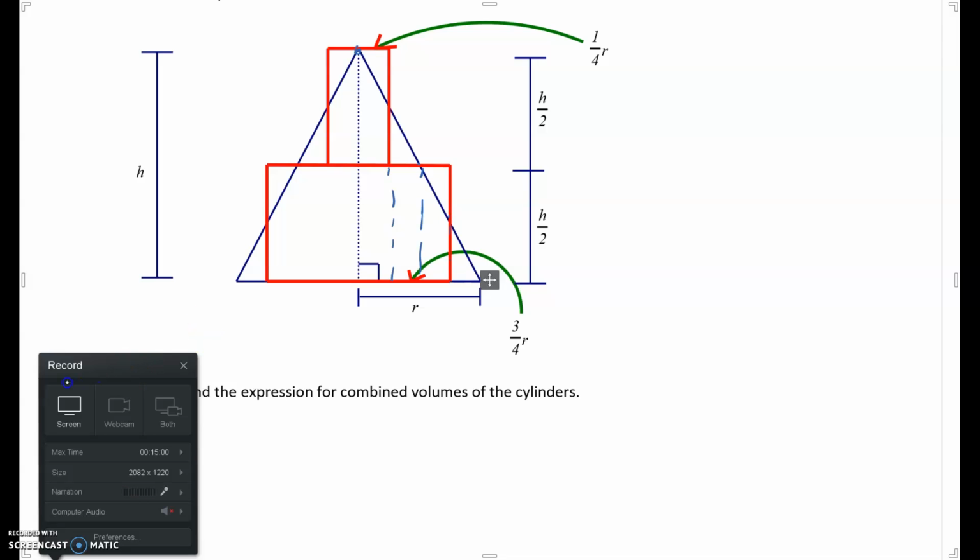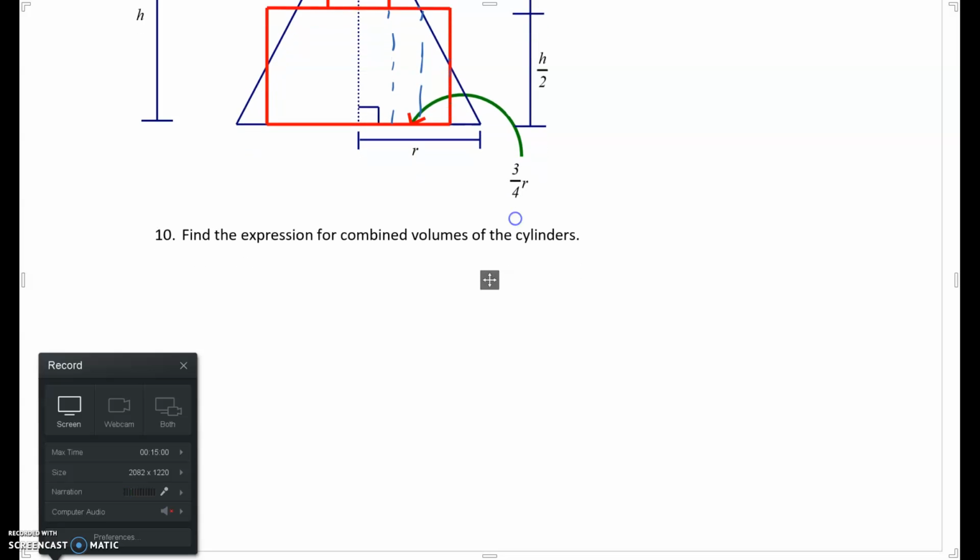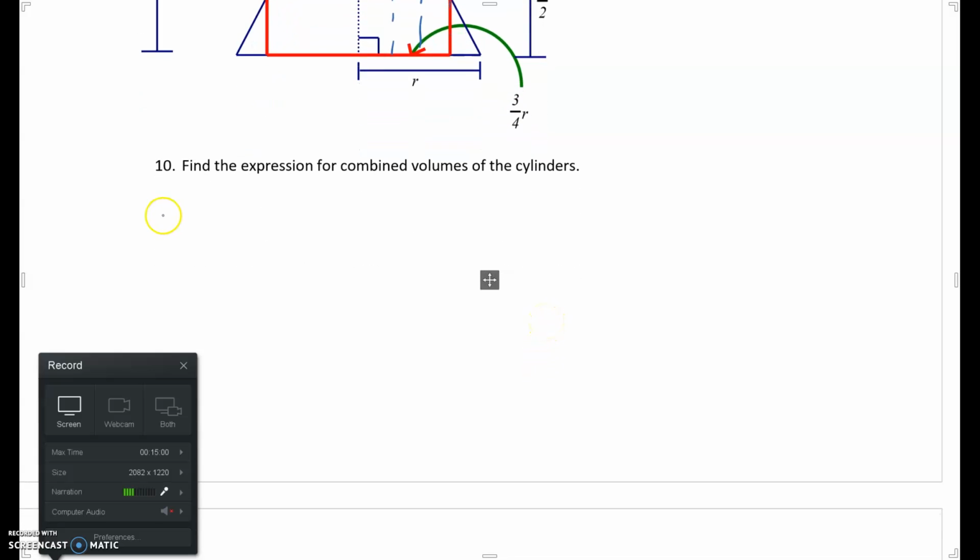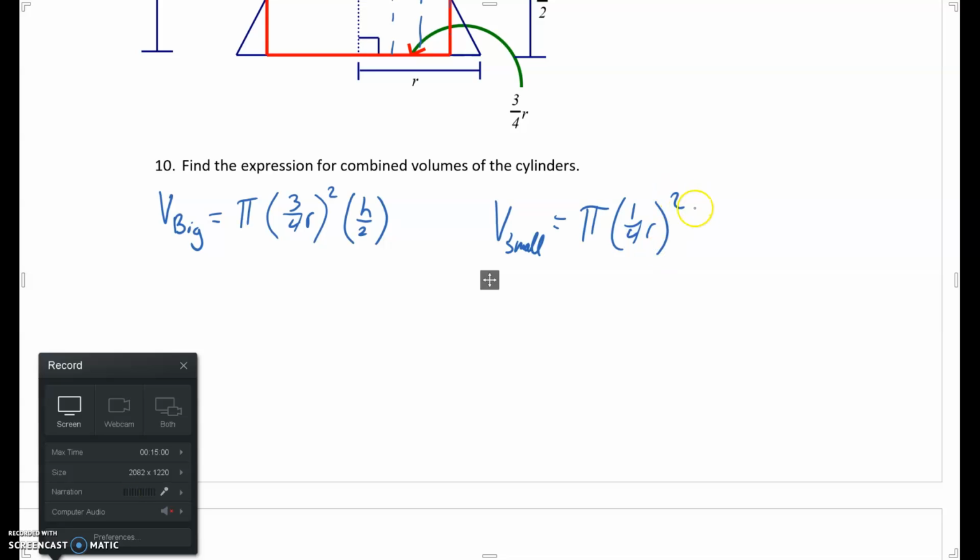In this case, we're going to take a look at an expression for the volumes of those cylinders. The volume of the big cylinder is going to be pi, instead of r it's 3/4 r, because that's the radius of it, squared. And instead of the height just being h, it is h over 2, as we did in the diagram above. The volume of the small cylinder is going to be pi, and then instead of r, it's 1/4 r squared, and then the height is, once again, h over 2. The total volume is going to be the sum of those two: volume of the big plus volume of the small.